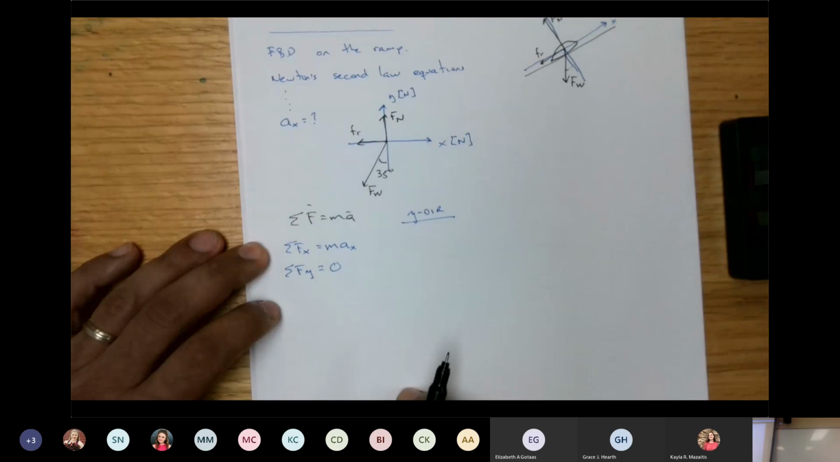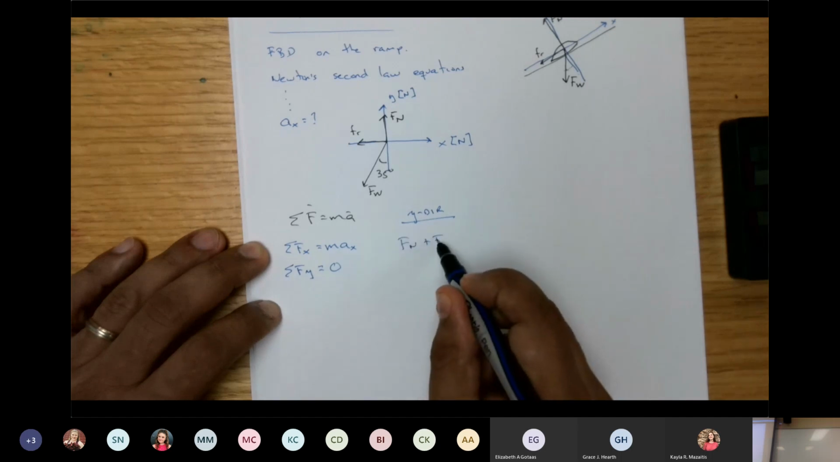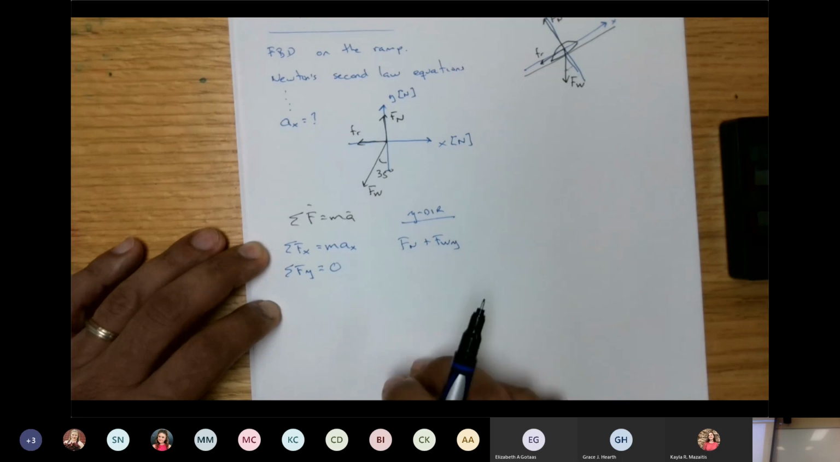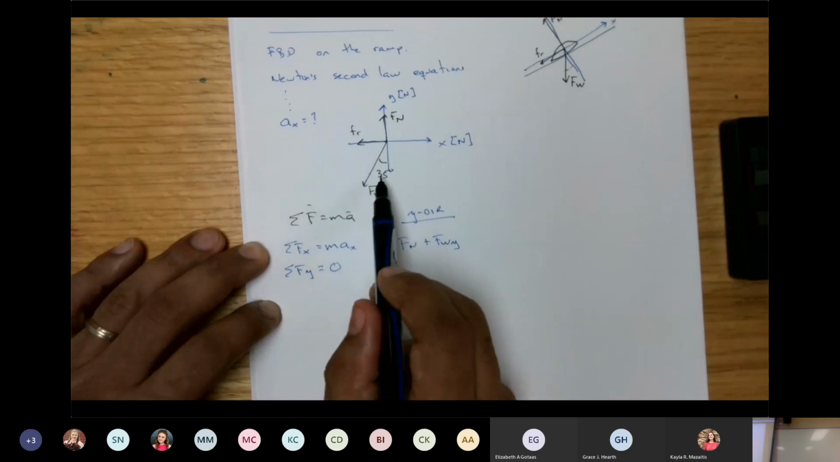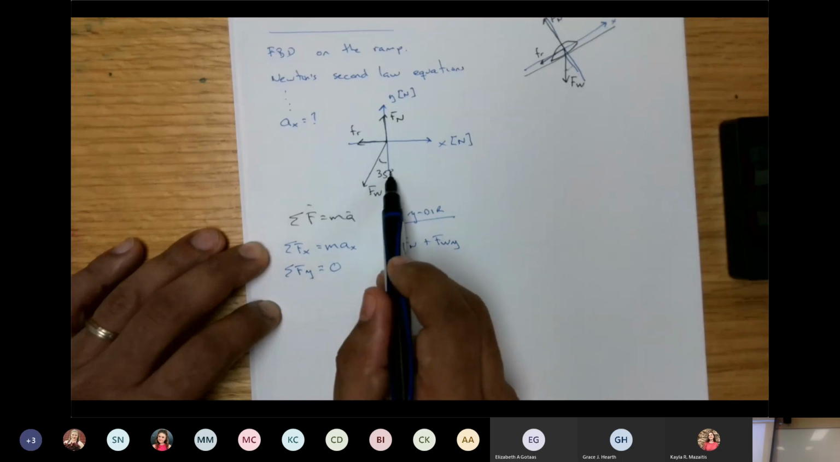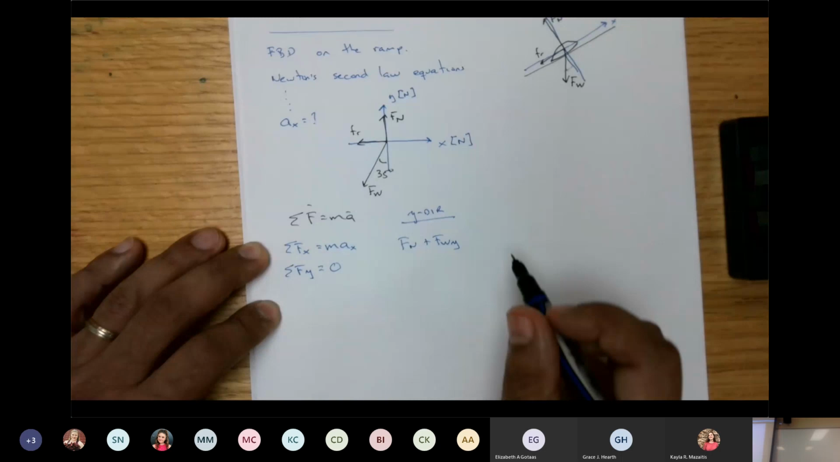Okay, and in the y direction, Emma, how you doing? Are you sure? Can you tell me what forces do we have in y? The normal force and the weight, where we have the y component of the weight. It's not just the weight, it's the y component of the weight, because now the weight is in the third quadrant. The weight is going to have an x component and a y component. And that's going to be equal to 0.